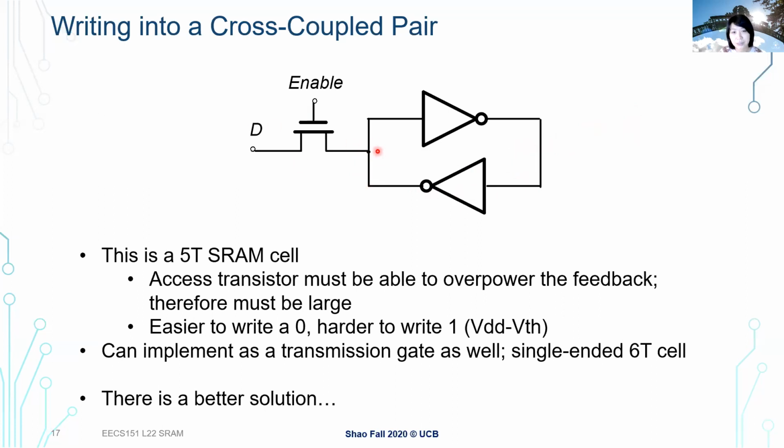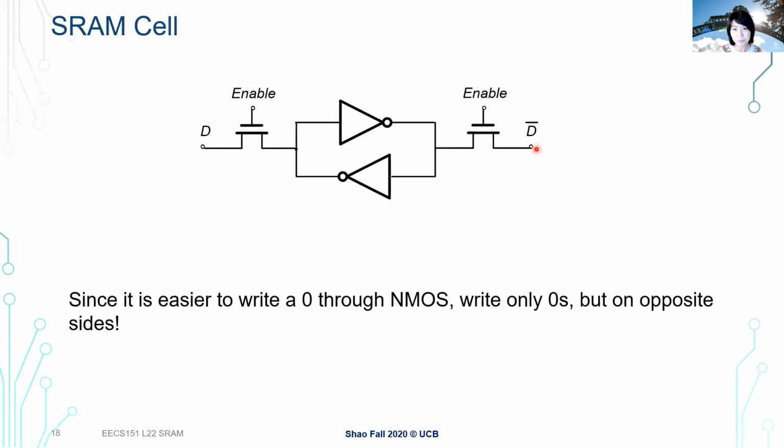Get a 1 to this node. So instead of accessing this node directly, we have a symmetrical point here where we can write an inverted value. Instead of writing 1, we can write a 0, where we can still use the same NMOS here to actually get a very good 0 here.